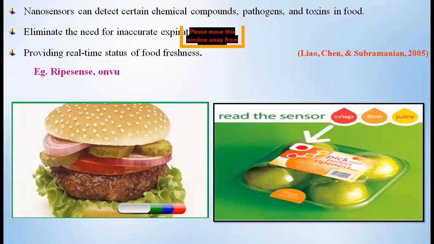In this way, nanotechnology helps to detect certain chemical compounds, pathogens, and toxins in the food. It eliminates the need for inaccurate experimentation, also providing real-time status of the food freshness. That means if at this time you are taking that food, you get to know whether it is fresh or not, or it is stale, or got damaged due to microbes or other things.